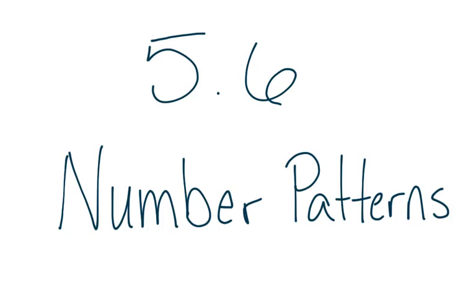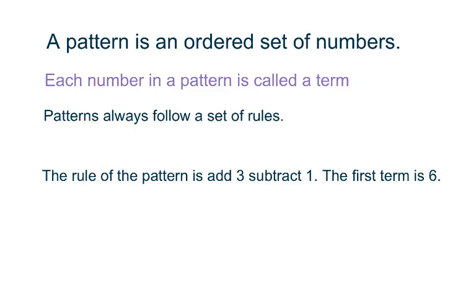5.6 is talking about number patterns. This lesson is pretty easy, pretty straightforward. Let's talk about what a number pattern is. In order for us to know what a number pattern is, we need to know what a pattern is. So a pattern is an ordered set of numbers.